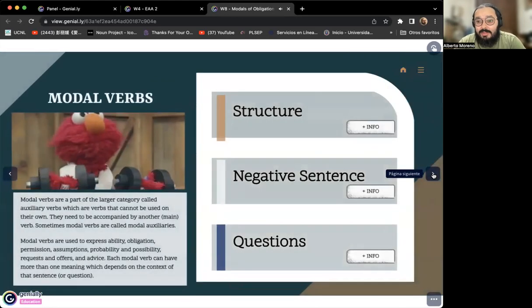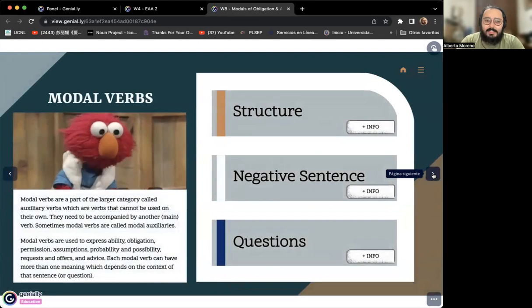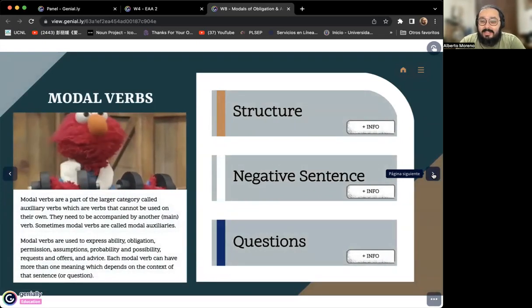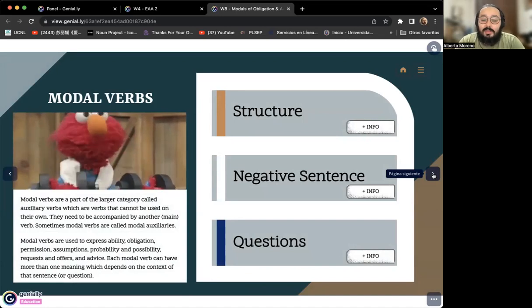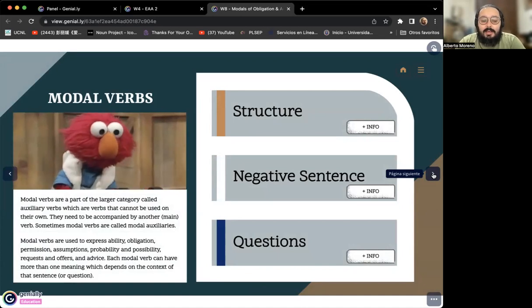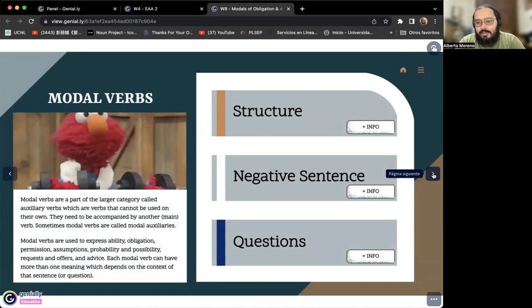So let's continue with the modal verbs. What are the modal verbs? Well, according to what the grammar says, modal verbs are a part of a larger category called auxiliary verbs, which are verbs that cannot be used on their own. Those verbs cannot be used by themselves in a sentence. They need to be accompanied by another verb, which is the main verb of the sentence.